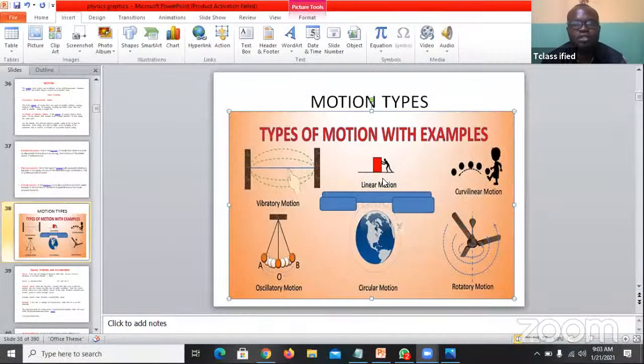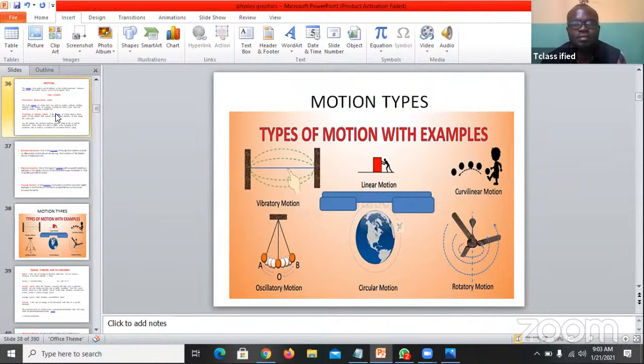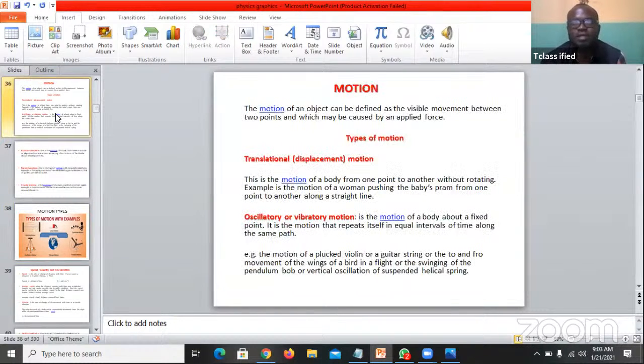Today we're going to be looking at motion, very, very important. Motion is the movement of an object from one point to another. It's a very, very important concept in physics, and a lot of questions come from motion. That is what we're going to be looking at.